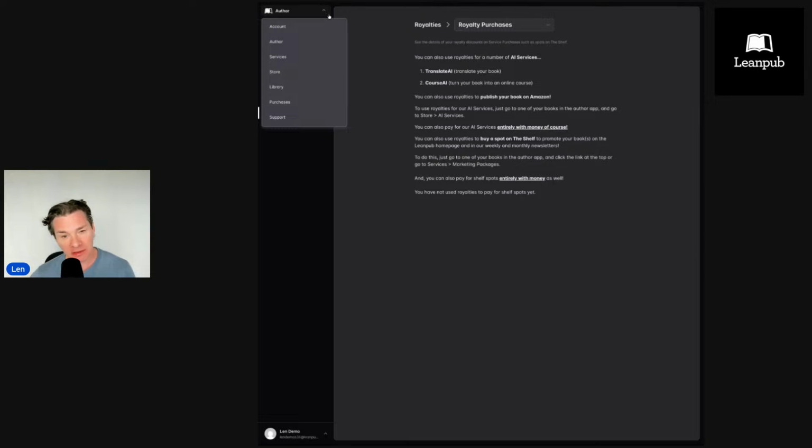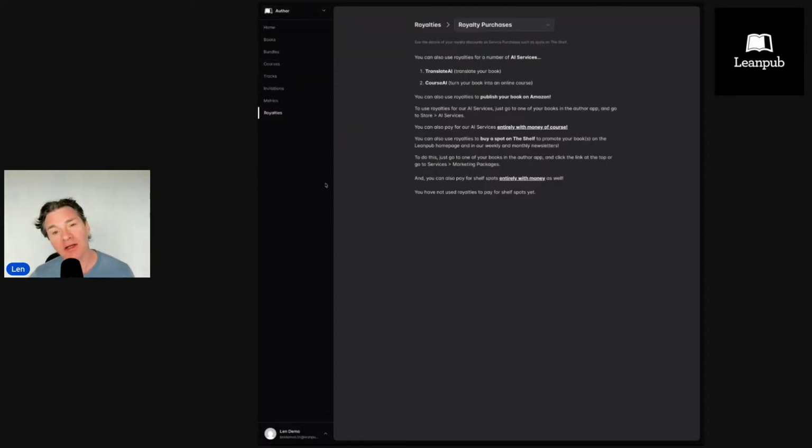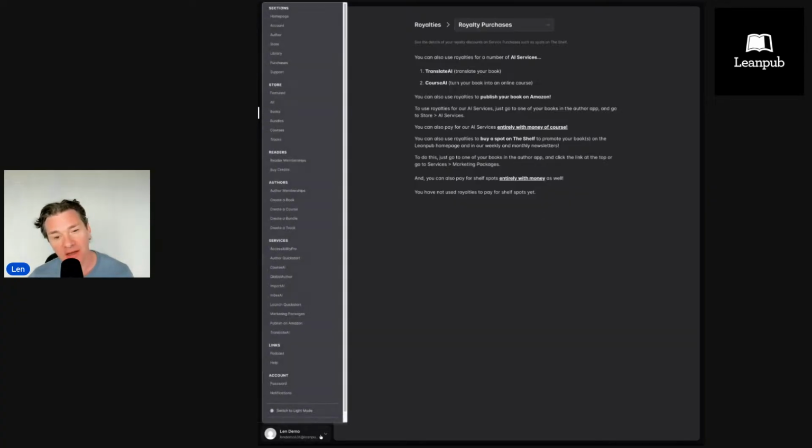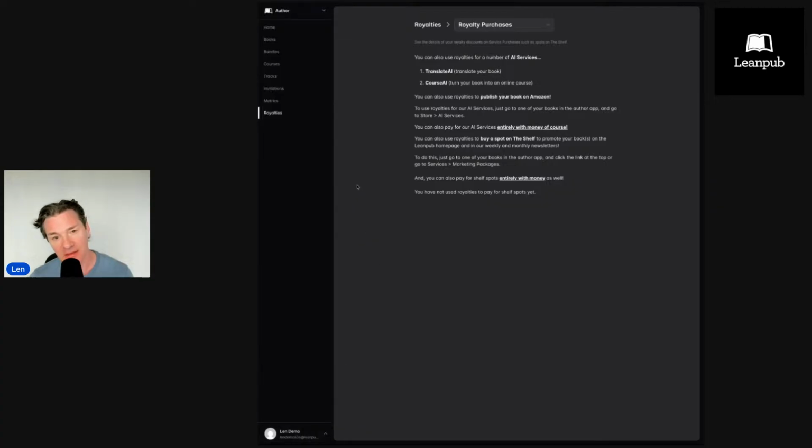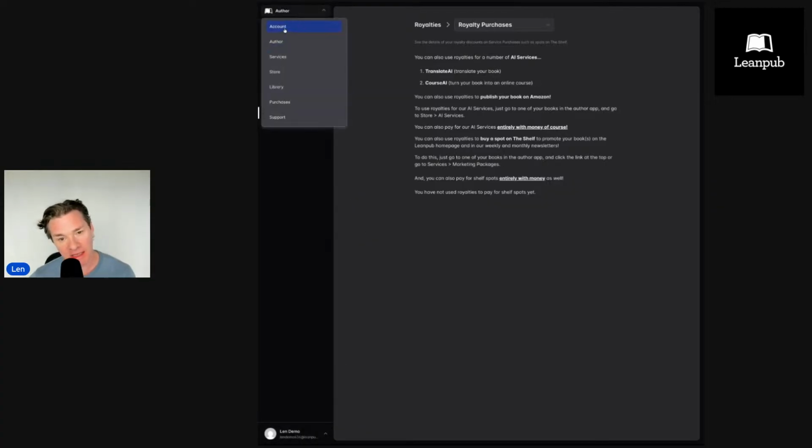Now, here's another little menu that you can see. There's a little chevron here at the top. If you click that, you can then see these various different sections: account, author, services, store, library, purchases, and support. And actually, if you're in the author app, you'll notice that there's no more escape hatch on the top right, but there is on the bottom left. So you can actually still access all that stuff in that awesome giant menu there. Let's go to the account section now.